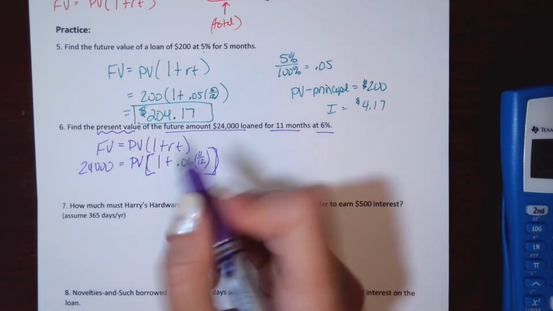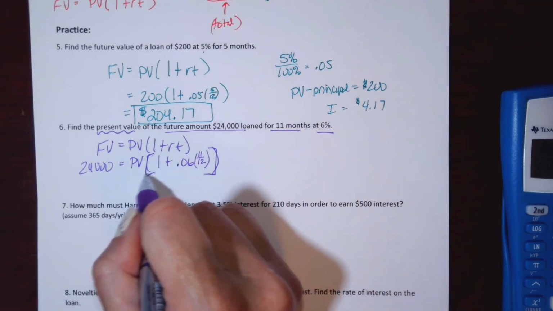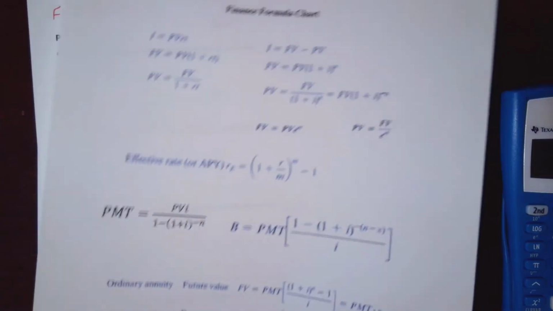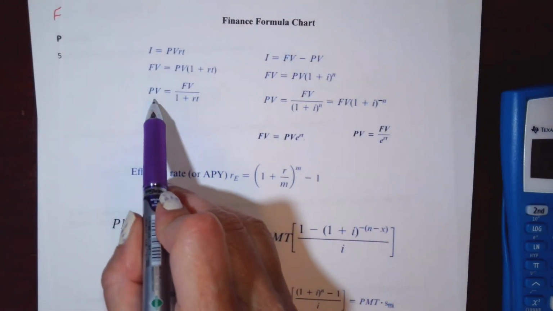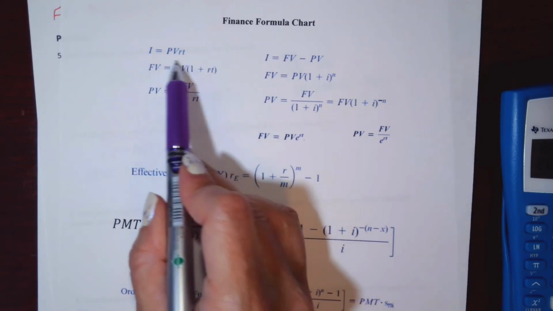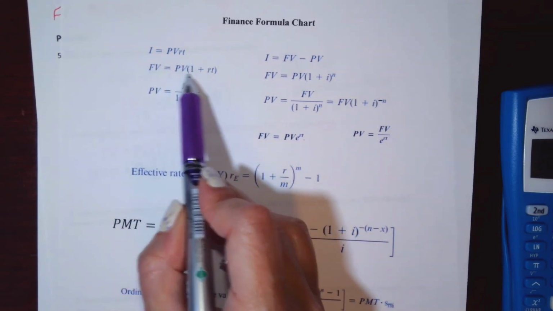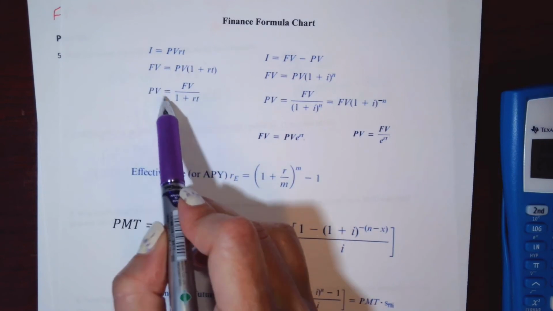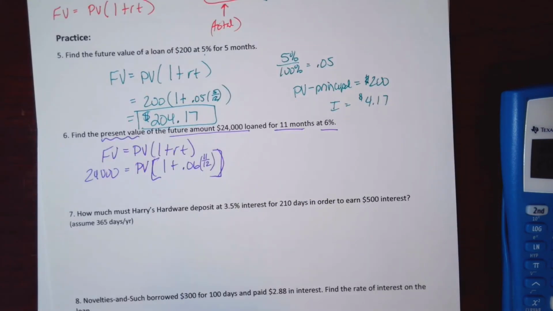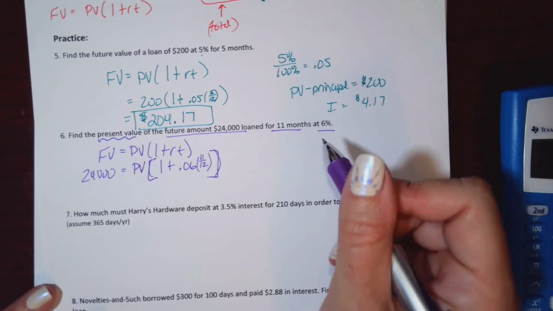Well, what am I going to do? I'm going to end up dividing by all of this, right? Look at this. Your formula sheet has a formula set equal to find present value when you know future value. You start with this formula, you divide both sides by that 1 plus RT, and it moves it over below the future value. Okay, so let's see what this is.